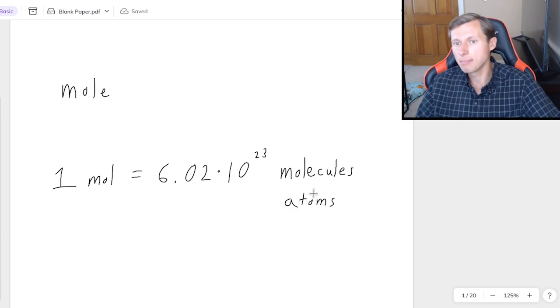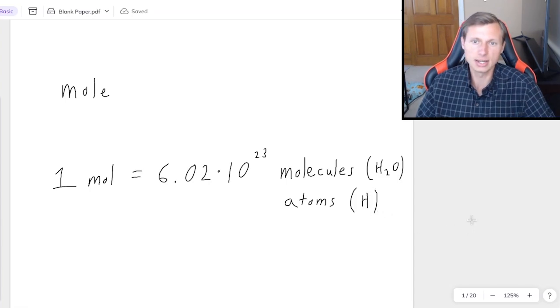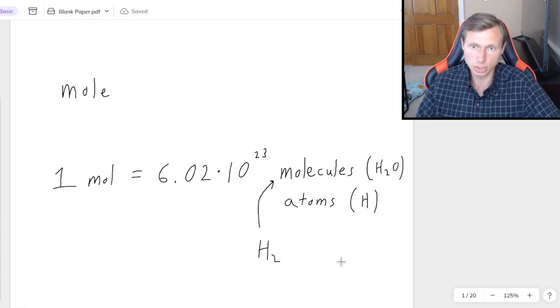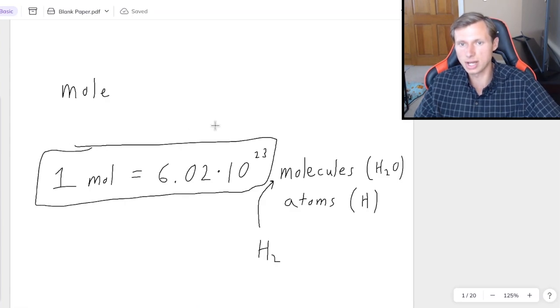And the reason why I say molecules or atoms is because if it's a compound, such as water, H2O, then it's a molecule, or if it's individual atoms, like for instance just hydrogen or oxygen or whatever, then the units are atoms. Even something like H2, for instance, is technically a molecule because there's more than one atom there. But that's getting into the nitty-gritty. Really, I just want you to know 1 mole is 6.02 times 10 to the 23rd molecules or atoms.